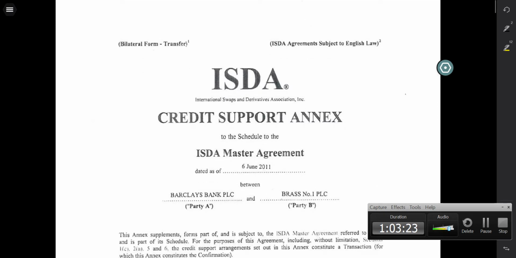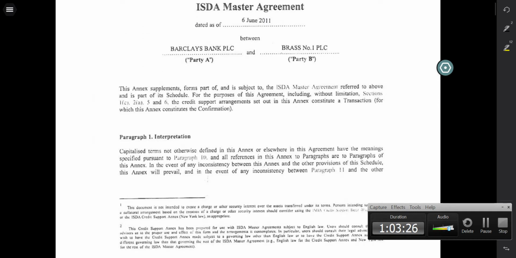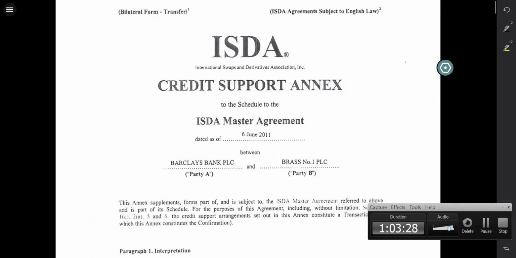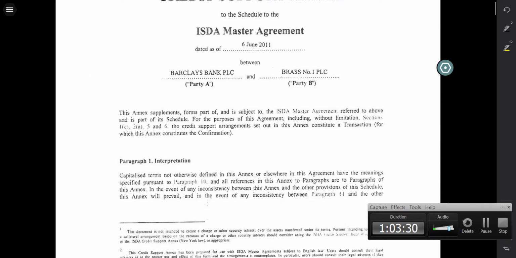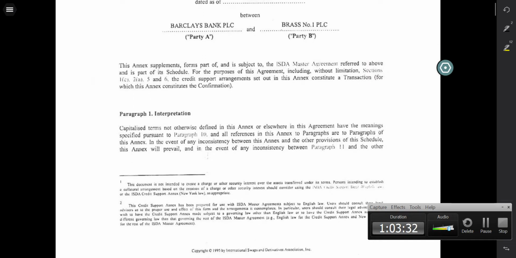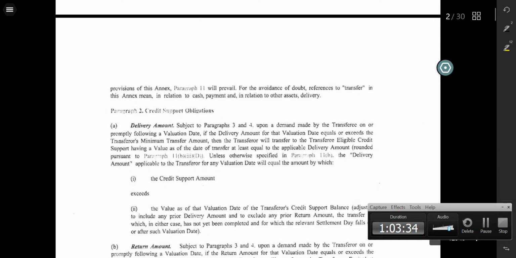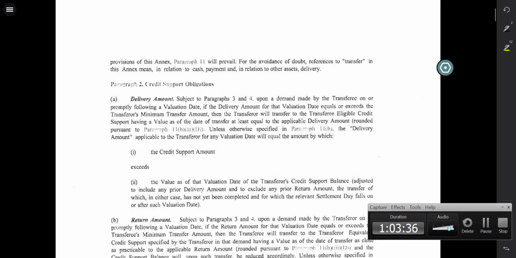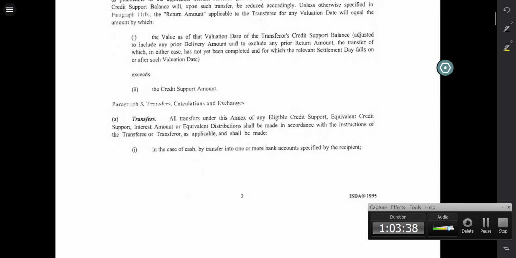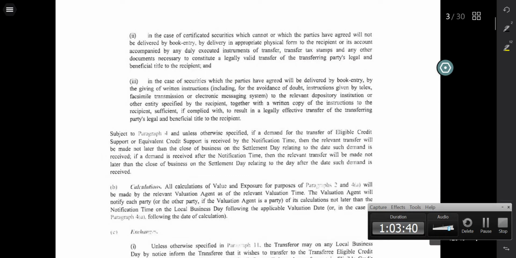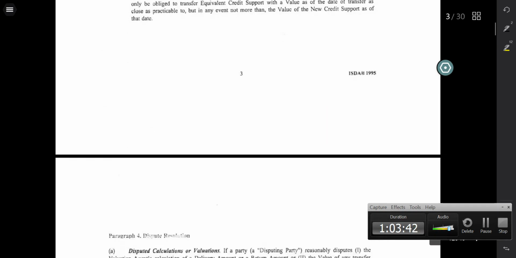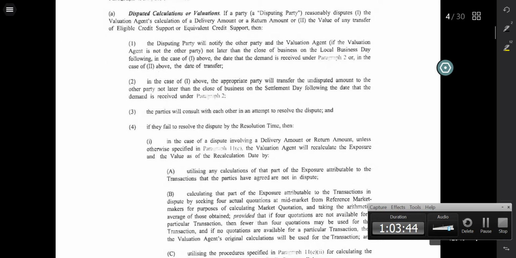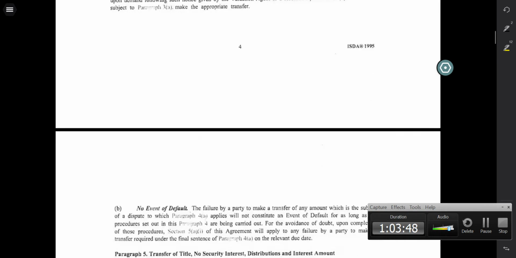It's only around 15 pages. This is a real one between Barclays and somebody. So you just have the delivery amount, the transfer, and the threshold and minimum transfer. If you disputed calculations, when there's a dispute, what are you going to do?